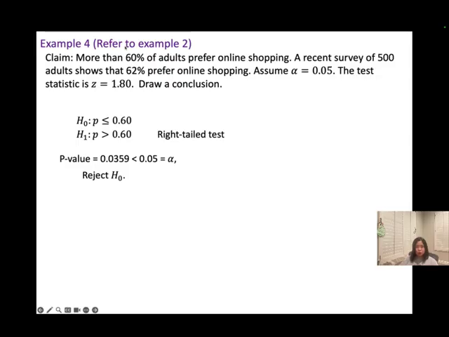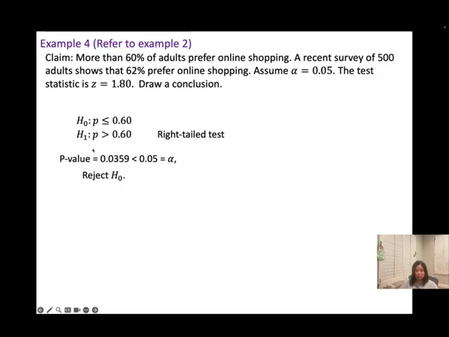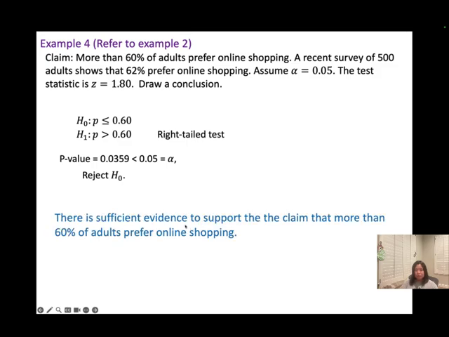Okay, example 4. We're going to refer to example 2. We did these questions already. We stated the null and alternate hypothesis, we found the p-value, and then we rejected the null hypothesis. So when we reject it, it means we do have sufficient evidence to support the alternate hypothesis. So we're going to say that there is sufficient evidence to support the claim that, copying the claim statement here, more than 60% of adults prefer online shopping. Because this is going to be your alternate hypothesis.